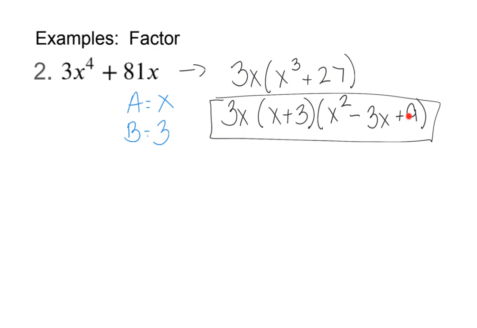This would take a little bit longer to multiply. You're not going to be able to FOIL this. Remember, you have to take x times everybody, and then 3 times everybody. And then a lot of things are going to cancel out, and it would bring you back to here.